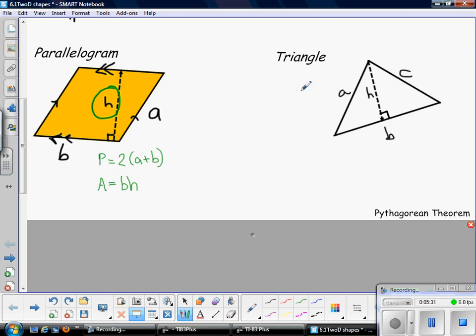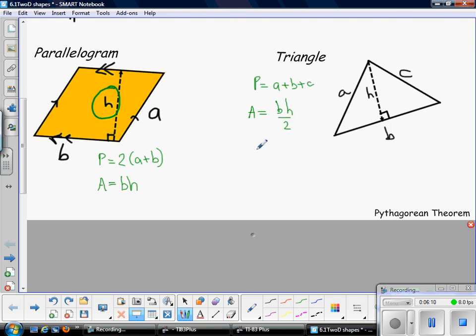Now a triangle. If you notice here, I have each of the three sides labeled A, B, and C, and I also have a perpendicular height down to one side, the B side. So on my formula sheet, it would say perimeter equals A plus B plus C, in other words, the distance around. My area would equal my base, my B in this case, times the height, divided by 2.